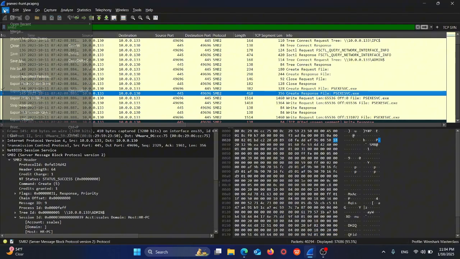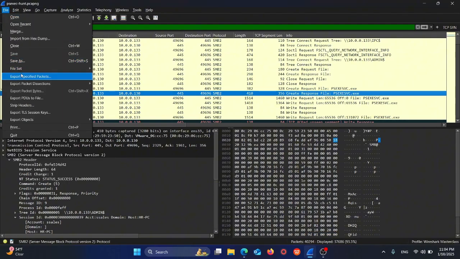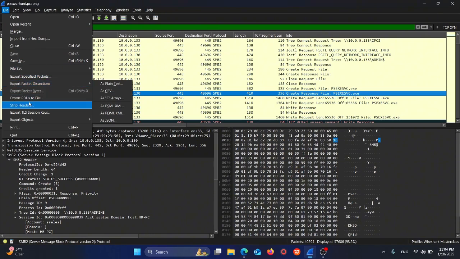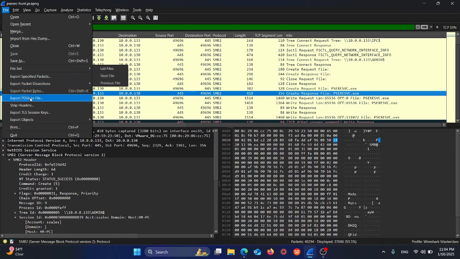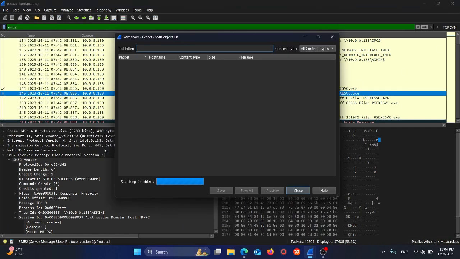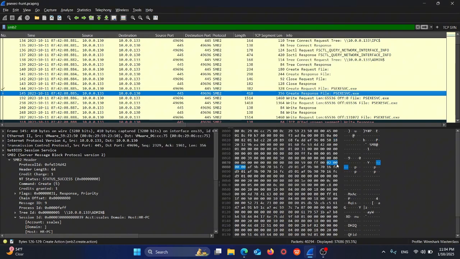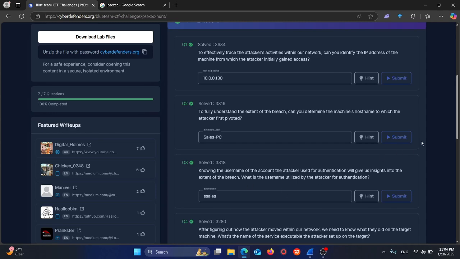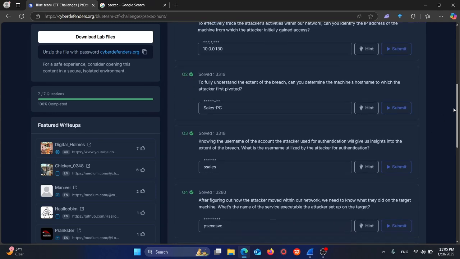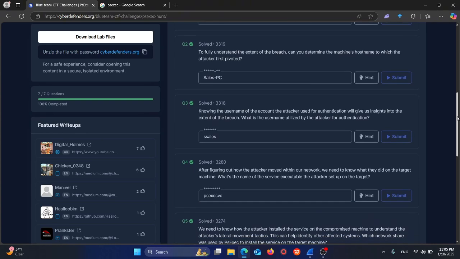We can also double check by going to file, export objects. And then we look at the SMB. So as you can see here, file name, PSExec. So yeah, this is the answer. PSExec is indeed the answer. Yeah, correct. Okay. Question number five.